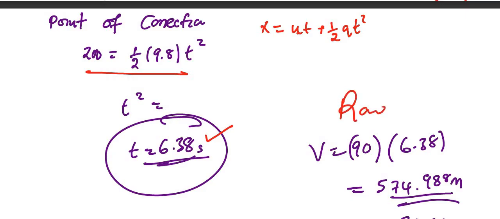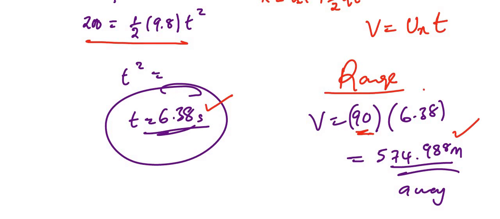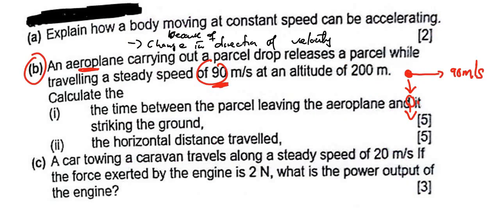Here we're asking for the range. This is the only way it's going to make sense. Remember the formula for the range: the velocity in the x times the total time. The velocity in the range is always going to be constant, which is the 90 that the airplane was moving with. That's the velocity that the parcel had as well. When we multiply this by the time, it gives us this distance. It was 574.999 meters away from the position it was released from in the x-axis. So this is how you were supposed to do this. Please take note of that correction.